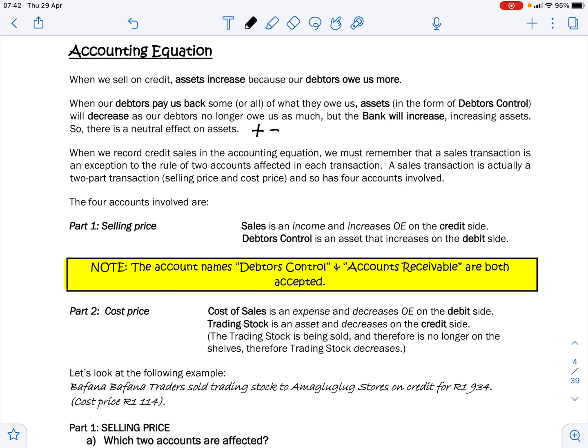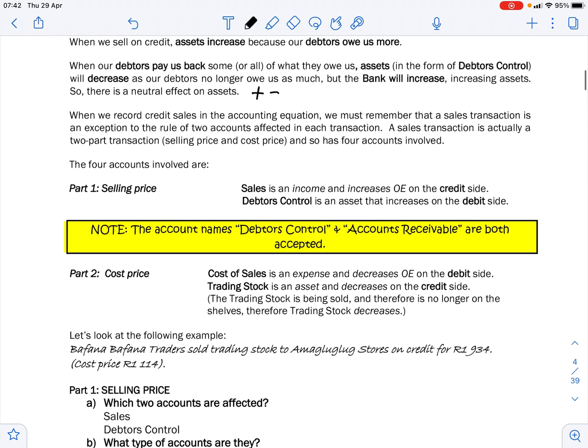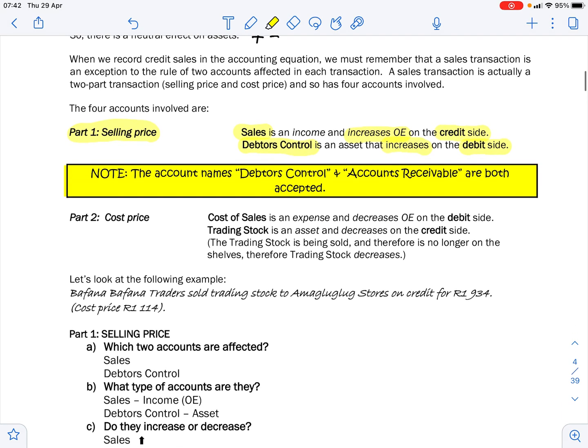Okay, when we record credit sales in the accounting equation, we must remember that a sales transaction is an exception to the rules of two accounts. A sales transaction is a two-part transaction. Part 1, the selling price. Part 2, the cost price. So when we look at part 1, the selling price, we have sales as an income, which increases owner's equity on the credit side. We have debtor's control as an asset that increases on the debit side.